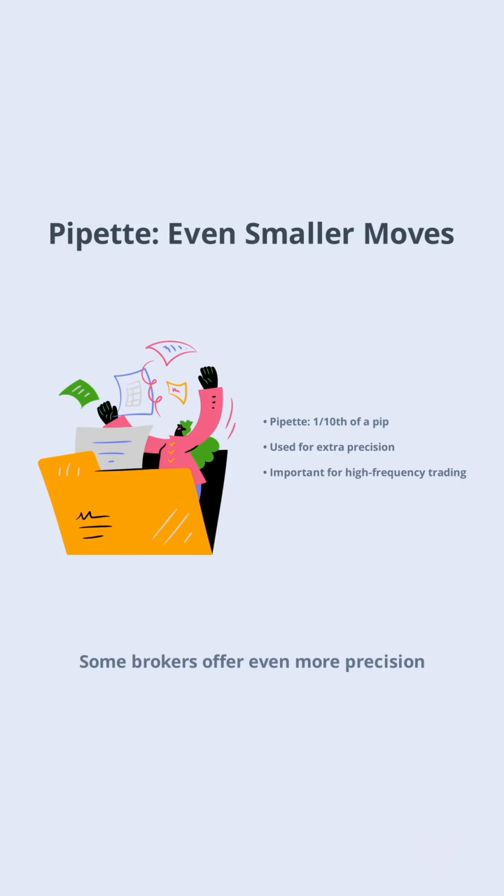Brokers offer even more precision by quoting prices to 5 decimal places. This is where pipettes come in. A pipette is 1/10 of a pip. For example, if EUR/USD moves from 1.23456 to 1.23457, that's a 1 pipette move. Pipettes allow for more accurate entry and exit points, which can be especially useful for high-frequency traders who need to capture every tiny movement in the market.